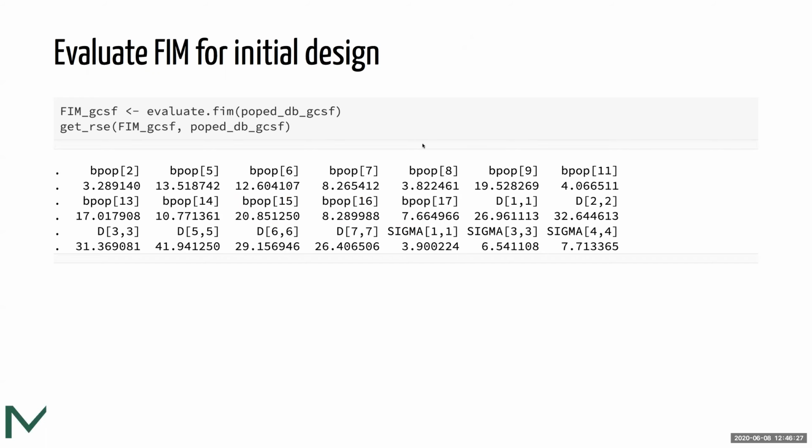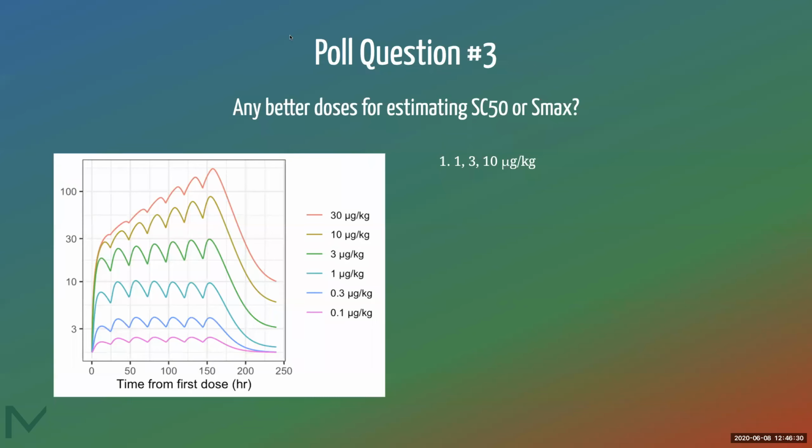Okay. So the last poll question, I want to ask you, are there any better doses for estimating those parameters based on what you've seen here from these responses? Do you want to stick with the initial design of 1, 3, and 10? Do you want to move all of those doses down? So that's 0.3, 1, and 3 micrograms per kilo. Maybe you want to keep the top dose at 10 and just move the lower doses down, so you get a better range of doses here. Or maybe you want to move all the doses down and go all the way down to 0.1 micrograms per kilogram for that lowest dose.